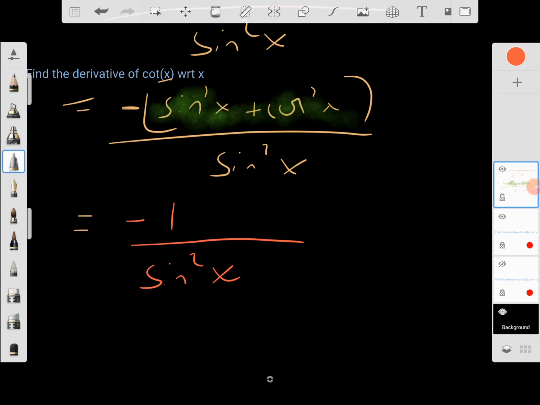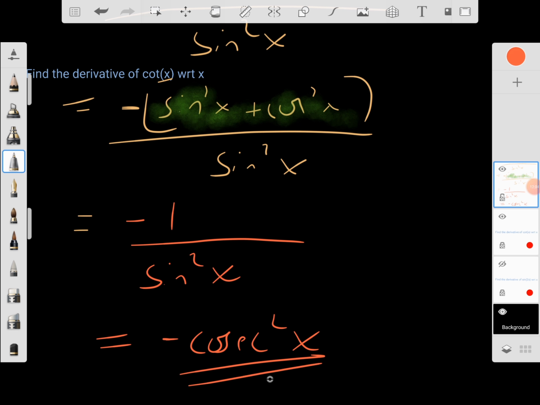And that is 1 by sine square x, which is minus cosec square x. So 1 by sine x is cosec x, then into 1 by sine x, that is cosec x. So the whole 1 by sine square x is minus cosec square x. So this is how we solve a quotient function. I think you are getting an idea of how to solve these types of things.